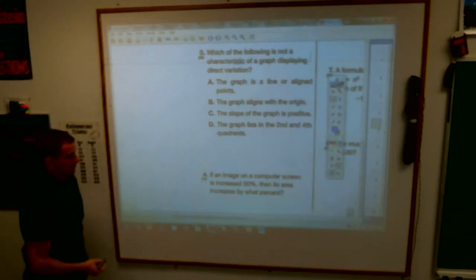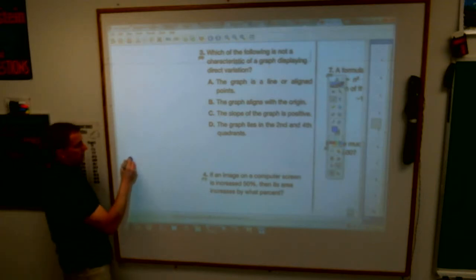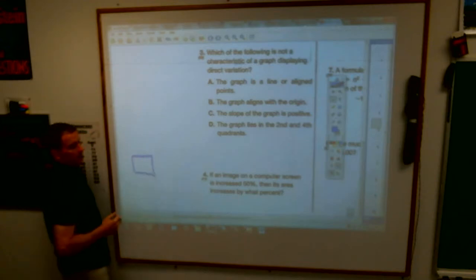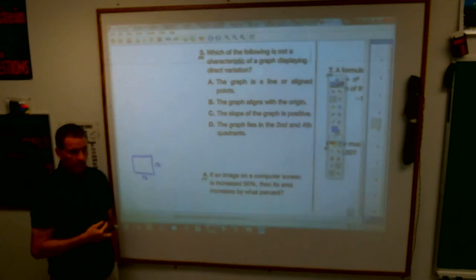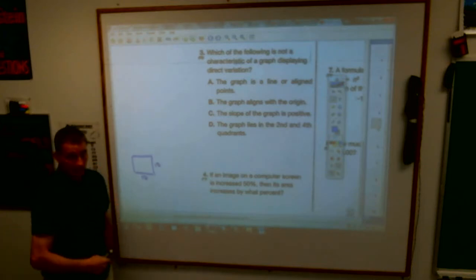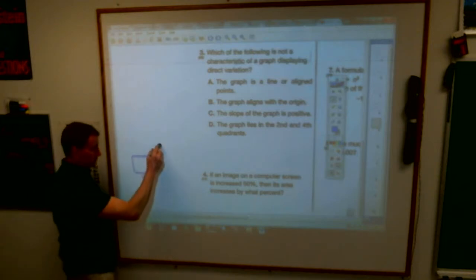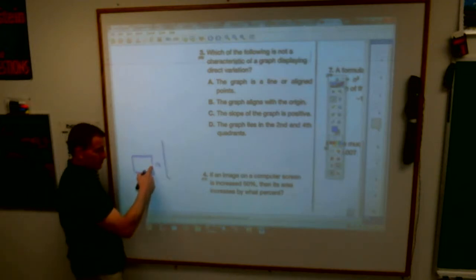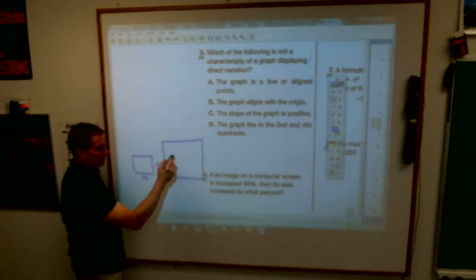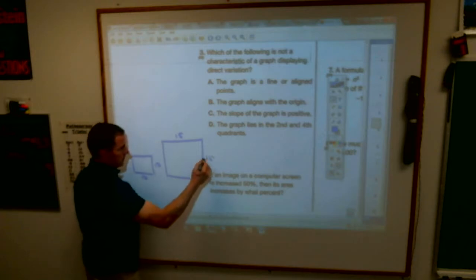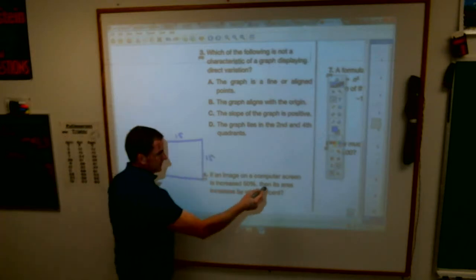So, Elijah, what would you pick to be? Here's your computer screen. Let's make it a square just for fun. What would you make it? 10 by 10 is fine. So if you increase 10 by 50%, that means you take 50% of it and increase it by that. What is the new computer screen? You're taking half of it, 50% of it, and increasing it by that. Your new computer screen is 15. We're talking about the area, correct?